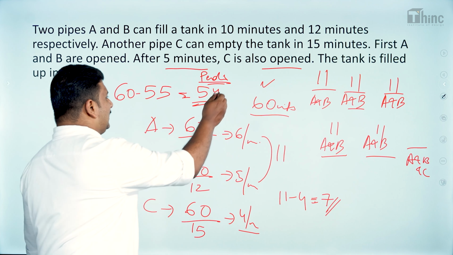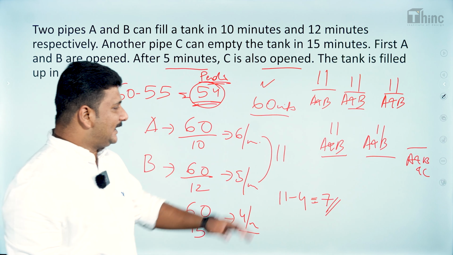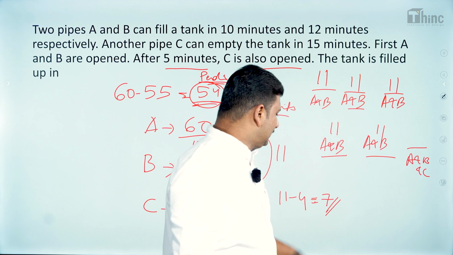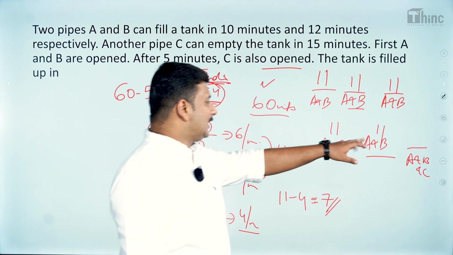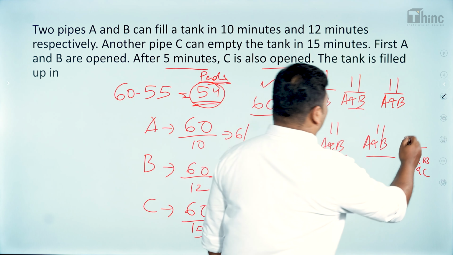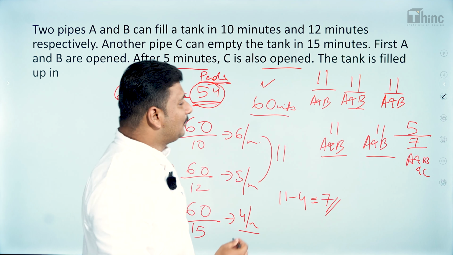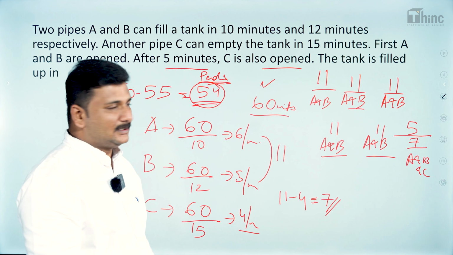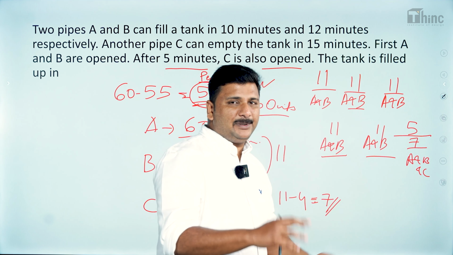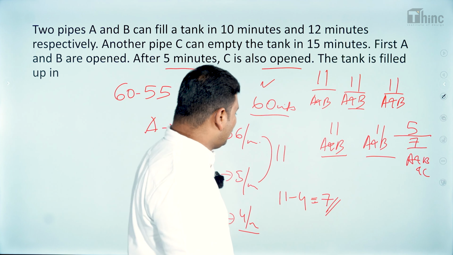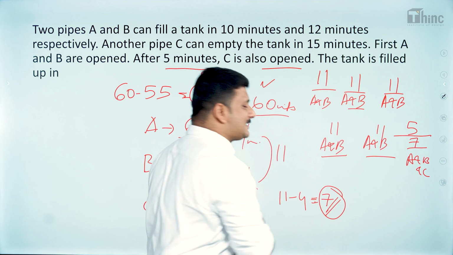But now we know that only 5 units is pending. So in the next minute, if all the 3 pipes are working, they can fill 7 units. But how much is to be done? The only pending is 5 units. But they can fill 7 units in a minute. So for doing 5 units, they need only 5 by 7 more minutes. So now in the next minute, what happens? A, B, C, all the 3 pipes are open. If all the 3 pipes are open, they can effectively fill 7 units.